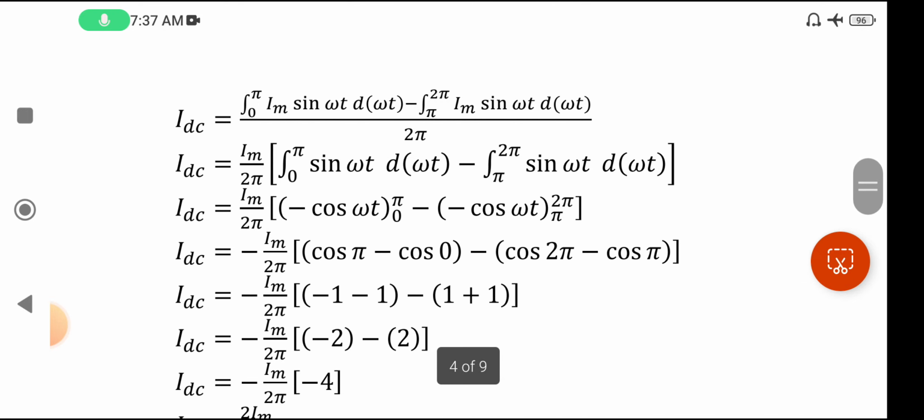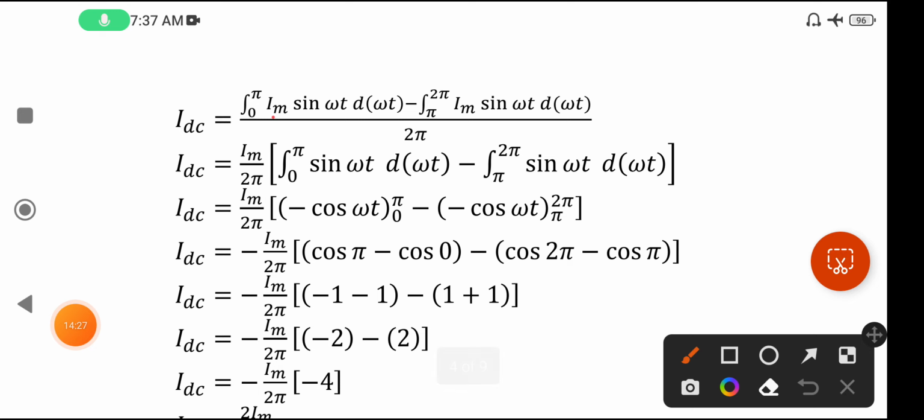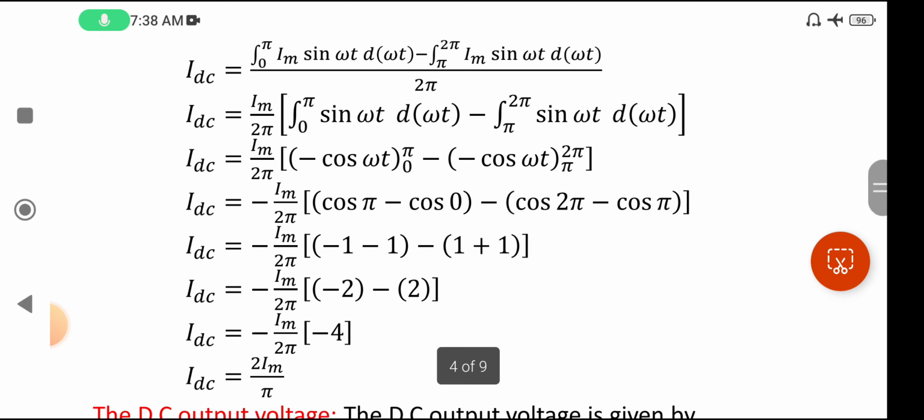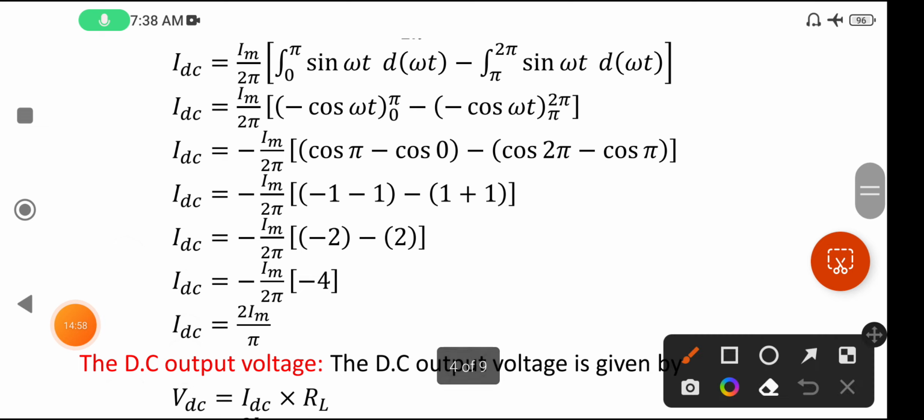Now substitute the values I1 and I2. So I1 is this one, I2 is this one, and take the common factor outside. Just now I told you how we calculated the denominator. So take Im by 2 pi outside, common. It is the integral from 0 to pi of sin omega t d omega t, minus the integral from pi to 2 pi of sin omega t d omega t. Their integration we know: the integration of sine is minus cos, but the limits are different. Here the limit is 0 to pi, here the limit is pi to 2 pi.